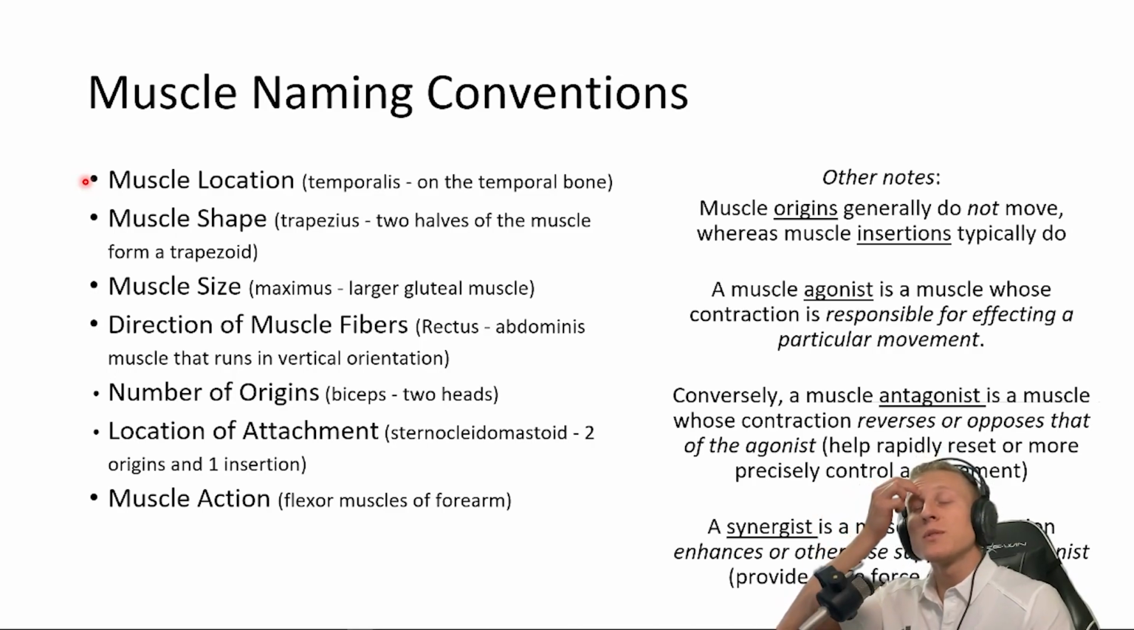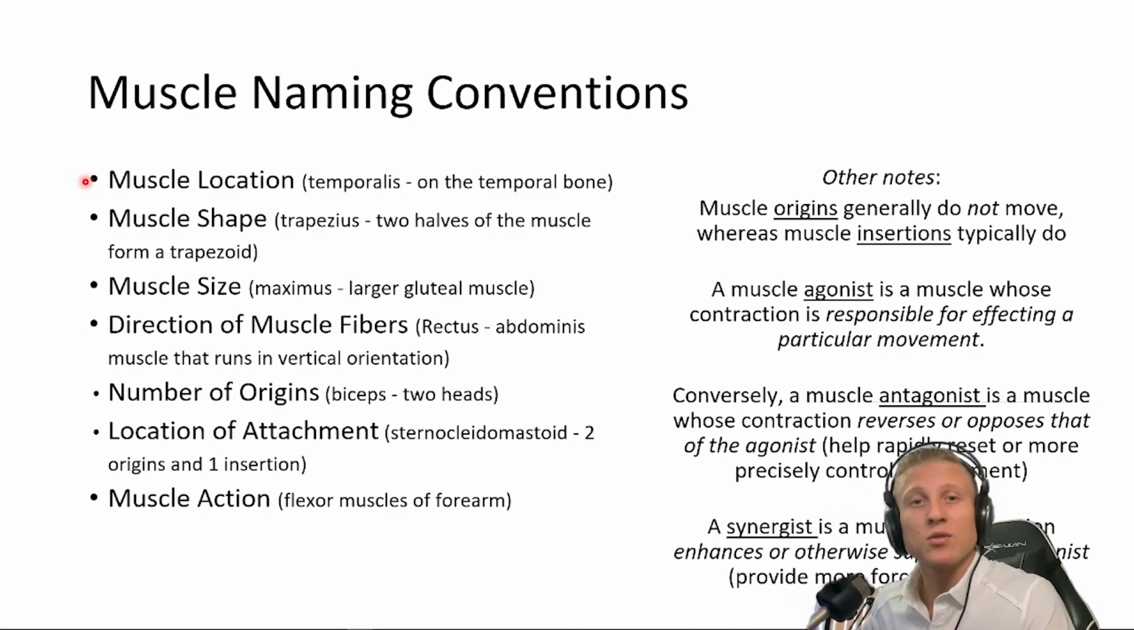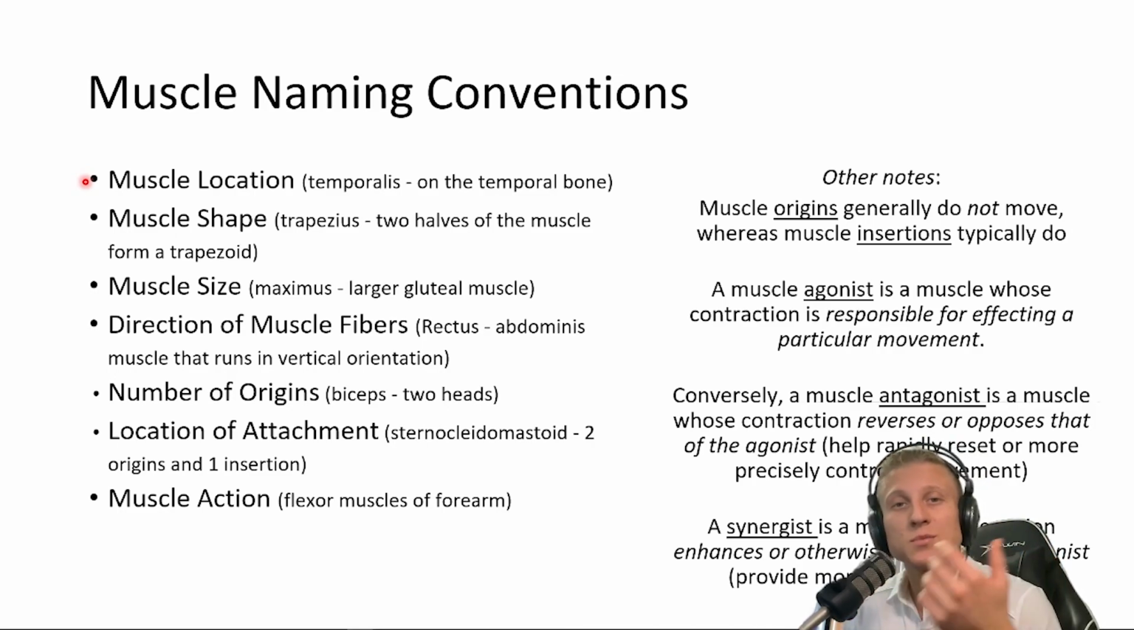So for example, sometimes the muscle location is a large hint to the name. Example would be the temporalis. Okay, we have the temporalis muscle, which is located on the side of your head, and the reason it's called the temporalis is because it sits on top of the temporal bone, right?